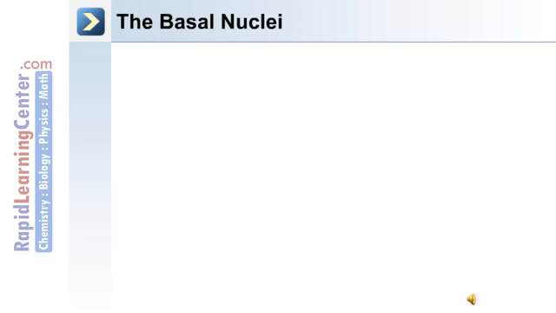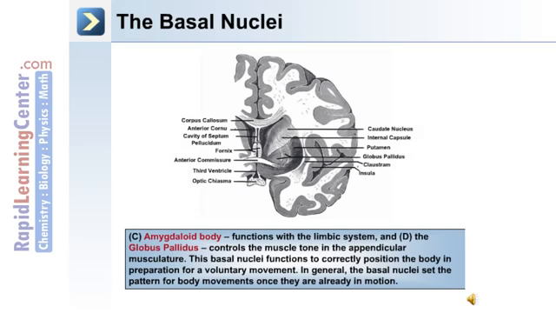Let's continue with the basal nuclei. The amygdaloid body functions with the limbic system, and the globus pallidus controls the muscle tone in the appendicular musculature. The basal nuclei function to correctly position the body in preparation for a voluntary movement. In general, the basal nuclei set the pattern for body movements once they're already in motion. In this image, you can see the location of the caudate nucleus, the putamen, the globus pallidus, the claustrum, and the insula.